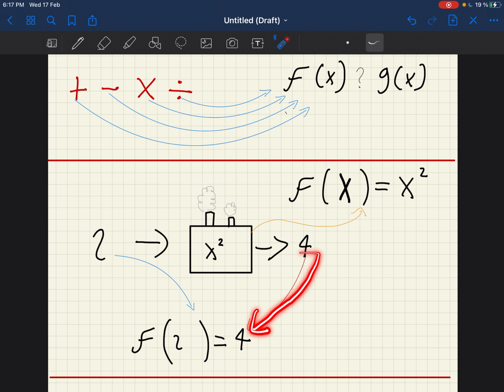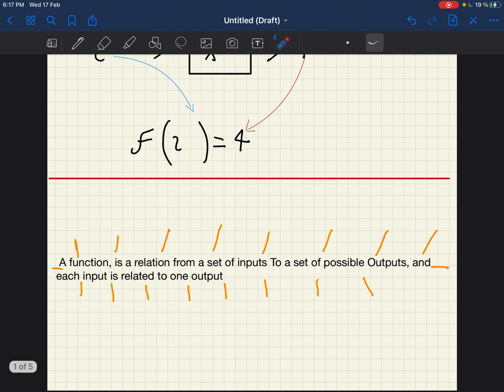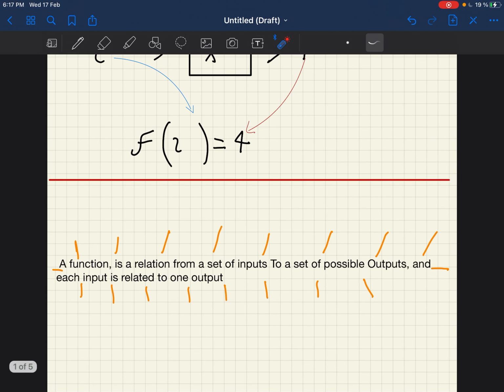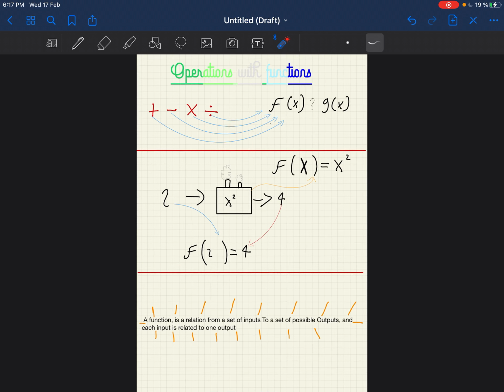But in reality, a function is a relation from a set of inputs to a set of possible outputs, and each input is related to one output. Now that we have this clear, we can go ahead and start adding functions.